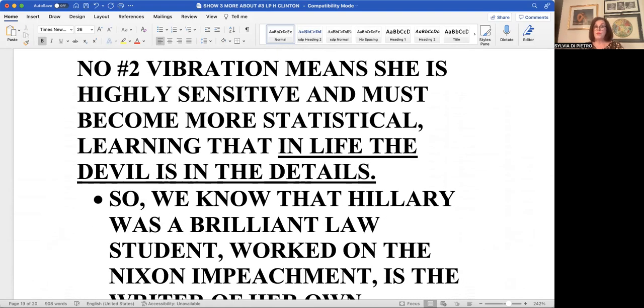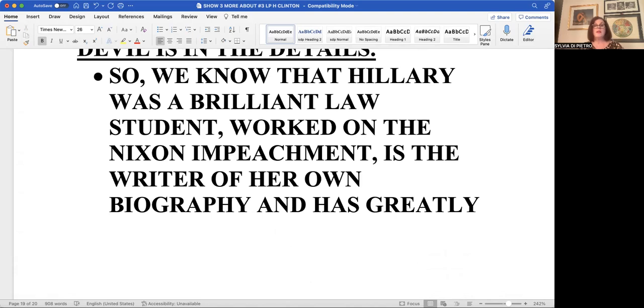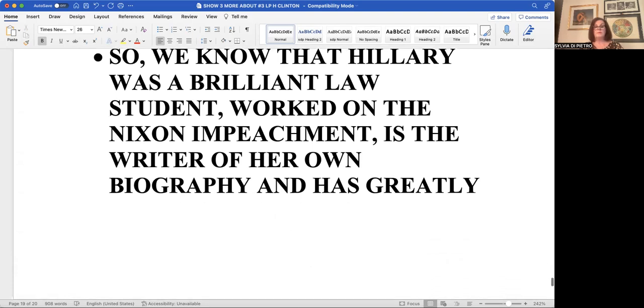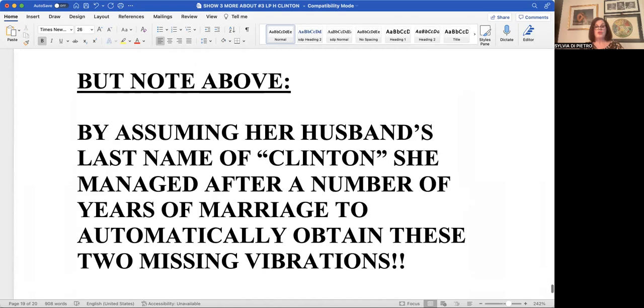As I mentioned, no 2 vibration in her name, no B, no K, and no T would mean that she's internally a highly sensitive person, and she would have to become more statistical in life, more persuasive, and that the devil's in the details. And we certainly know she knows how to do a deep dive into the details. We know that she was a brilliant student. She was a brilliant lawyer. She worked in the Nixon impeachment program. She's a great writer. And she's just an ordinarily magnificent person.